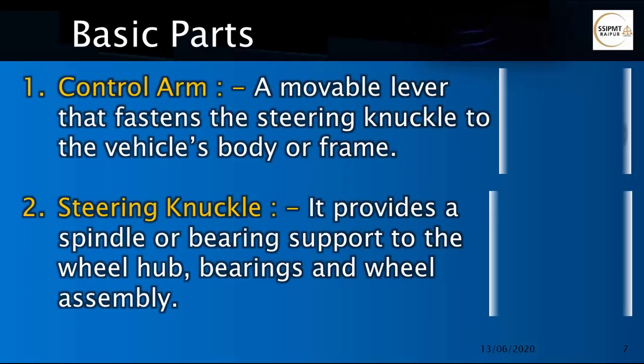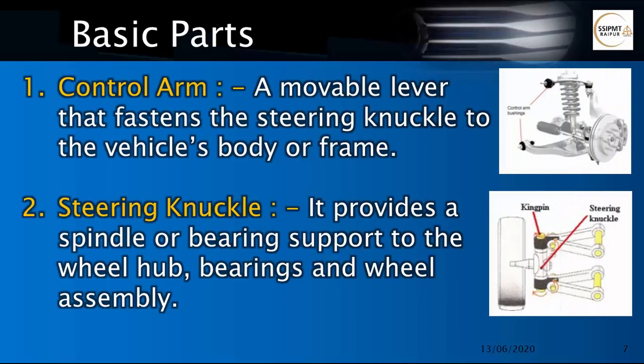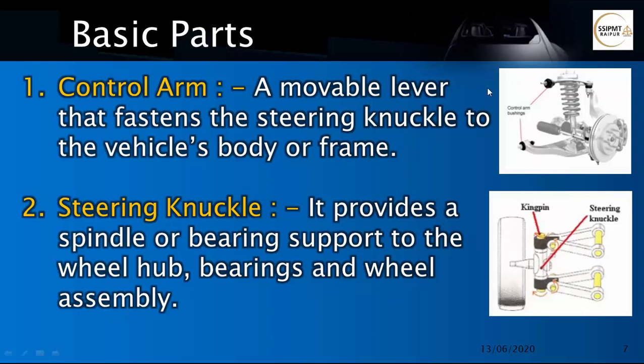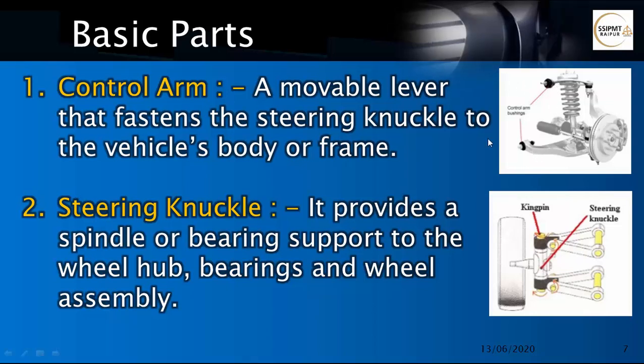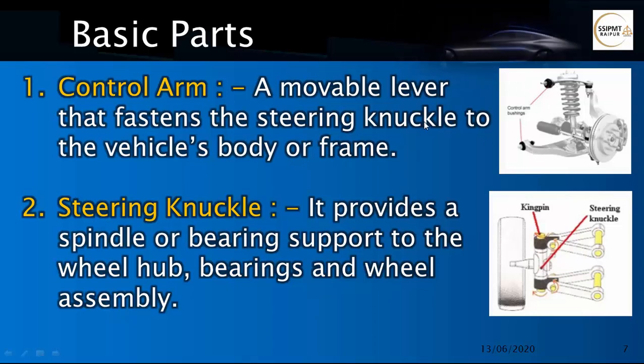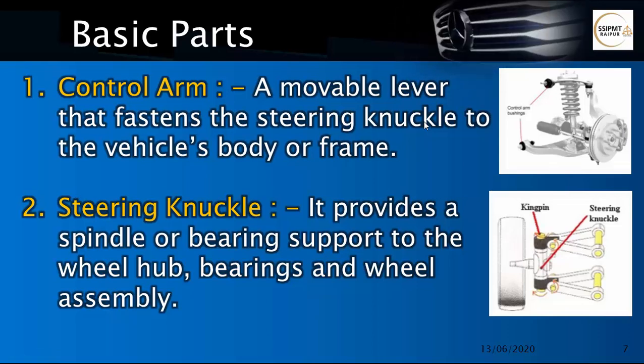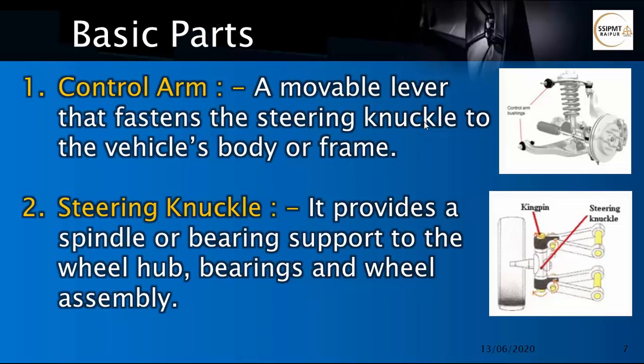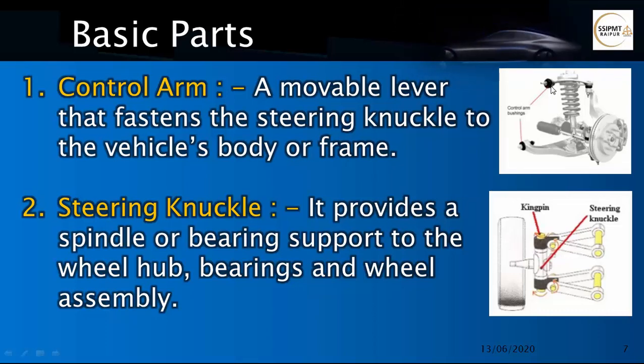Next, see the basic parts. What are the basic parts of a suspension system? First one is a control arm. These are the control arms. It is a movable lever that fastens the steering knuckle to the vehicle's body or frame, right? So it is known as control arm. You can see here, these are the control arms, and they have bearings known as control arm bearings.